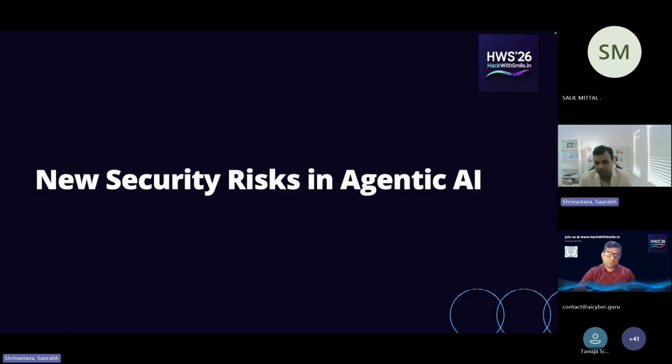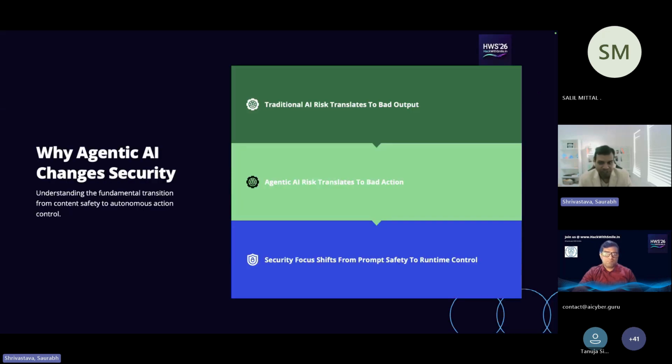So now we have learned about agentic AI and this orchestrator agent, how it is orchestrating everything. Let's move to the next topic. What are the security risks in agentic AI? So far, it looks very good, very fancy, right? But the more autonomy you give to the agent, the more risks come. So what is changing here? Traditional AI risk translates to bad output, right? And agentic AI risk translates to bad action.